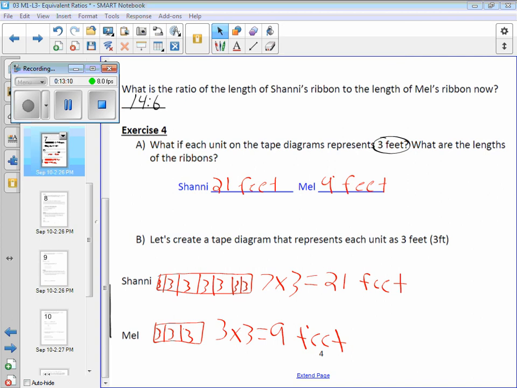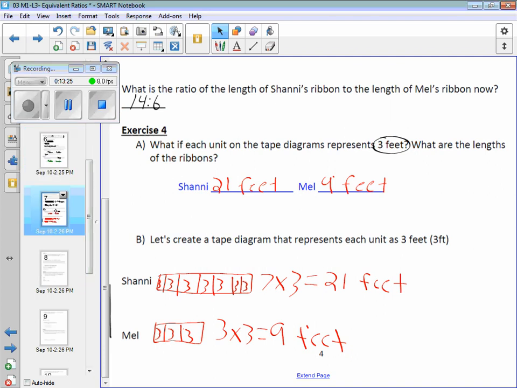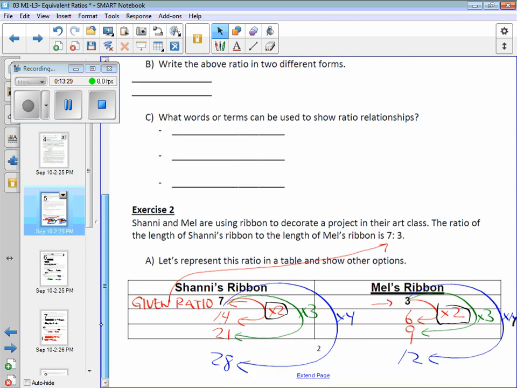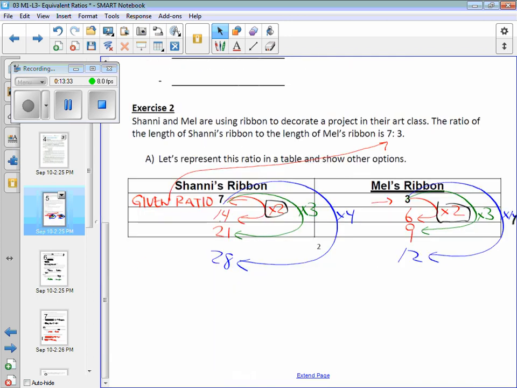Good job, kiddo. And I'm just going to stress to you again as I was walking around, the length of your tape diagram never changes. 7 boxes by 3 boxes will never change. What you put in it will. And again, it relates back to our ratio table. And we just showed, using a tape diagram, the green portion of our rainbow.